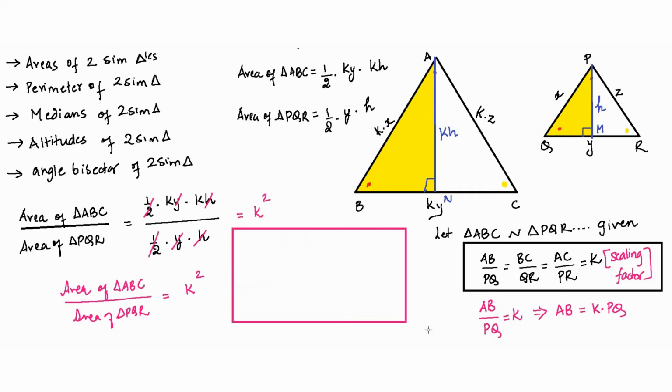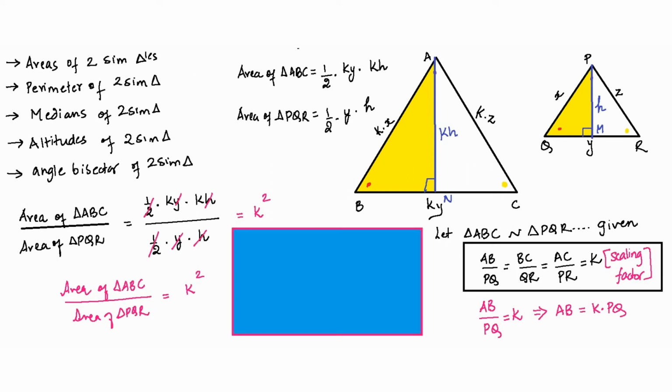Now let's note down all the conclusions that we have so far. Okay, assume that two triangles are similar to each other.